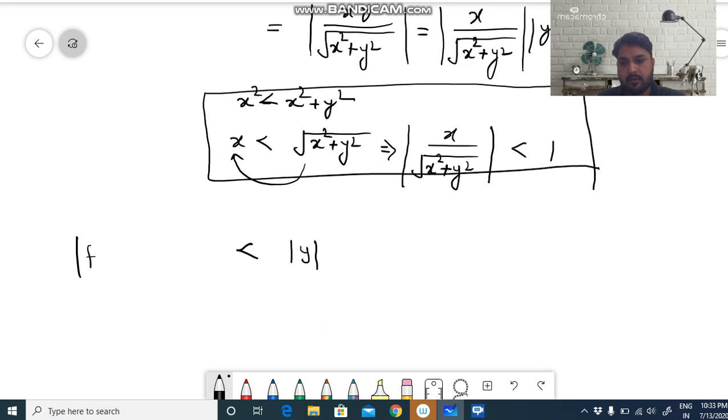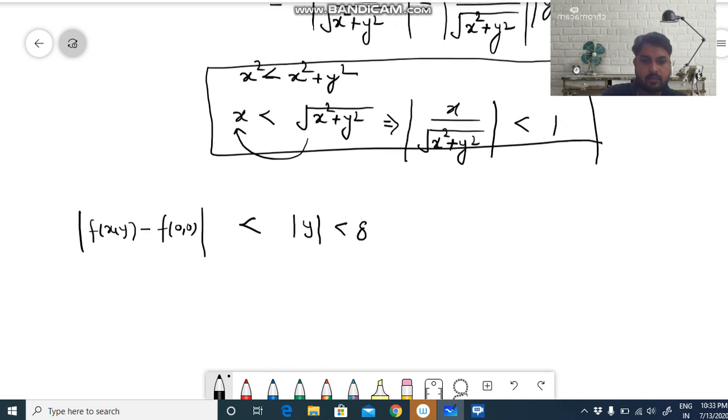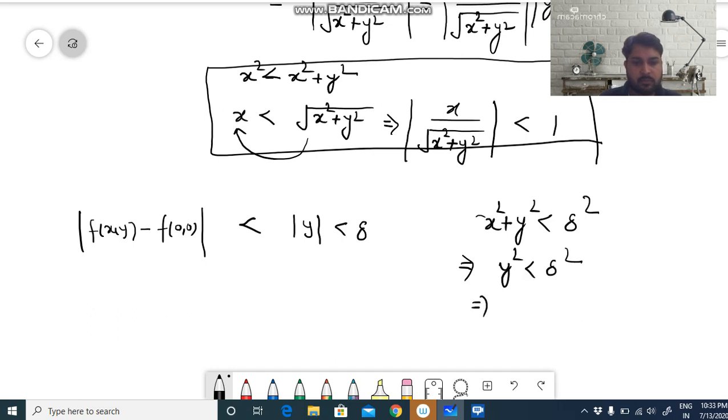Mod value of f(x,y) minus f(0,0). But mod y is less than delta. Why? Because x square plus y square always satisfies this condition. So from here we can say that y square is also less than delta square, and from here mod y is less than delta. So mod of f(x,y) minus f(0,0) is less than delta if we take delta is equal to epsilon.